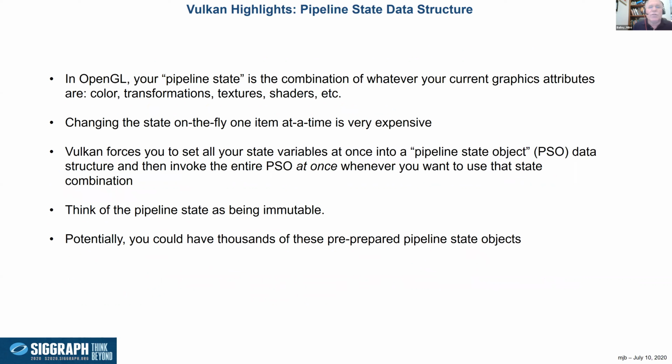In OpenGL, your pipeline state is a combination of whatever graphics attributes you set, the color, the transformation, and so on. Well, people discovered that changing the state one item at a time on the fly is very expensive. So Vulkan makes you put everything in a pipeline state object. In these notes, I call it the pipeline data structure because really it is a data structure. You think, what's a state object? It's a struct, or really a set of structs. But again, we'll come to that.